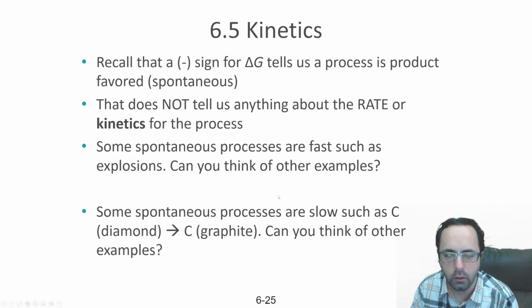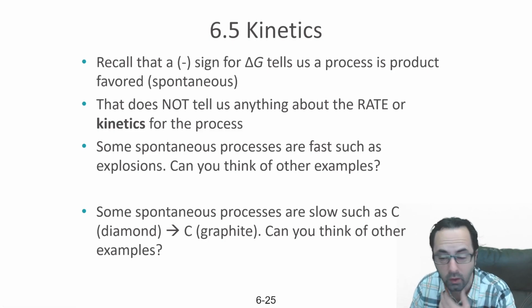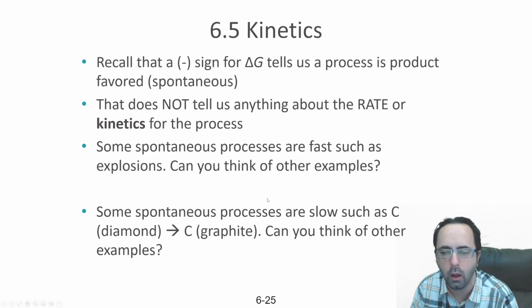So that's going to conclude the first lecture here. This first lecture was about delta G and spontaneity and how we can predict if a reaction is spontaneous or not. Next, we're going to talk about how we can know if a reaction is fast or slow. That has to do with chemical kinetics, and we'll start that next time.